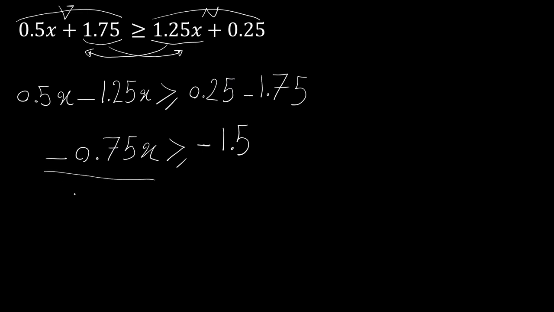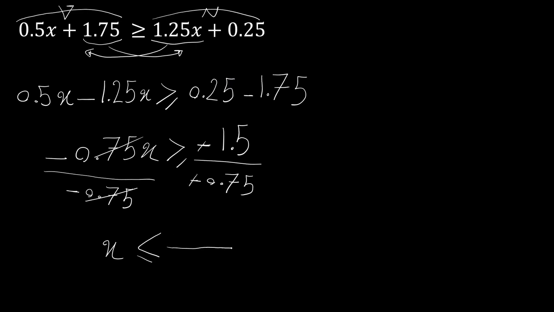Okay, I must make the coefficient of x 1. How? By dividing by minus 0.75 and here by minus 0.75 again. Because I'm dividing by a negative number, I should change the direction. So x less than or equal; look, greater than or equal has been converted to less than or equal. These two negatives will cancel each other out.